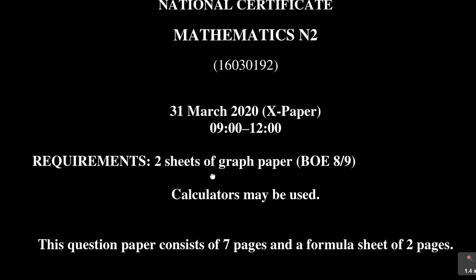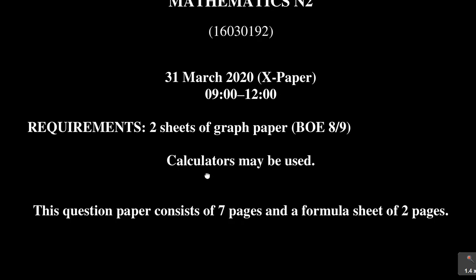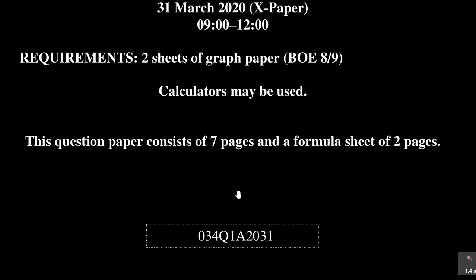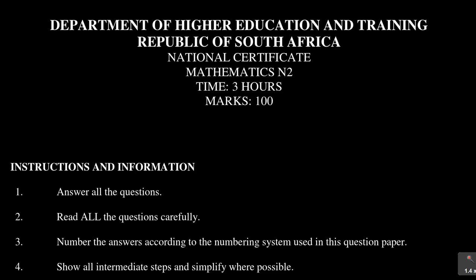And this is the paper that was written, and I thought of sharing it with you and doing some revision session with you. Let us look at a few instructions. This is the Department of Higher Education and Training paper, a National Certificate, Mathematics N2, and the time allocated for this paper is 3 hours, and the mark allocation is 100 marks. So the whole paper is out of 100, and you've got 3 hours to complete it.